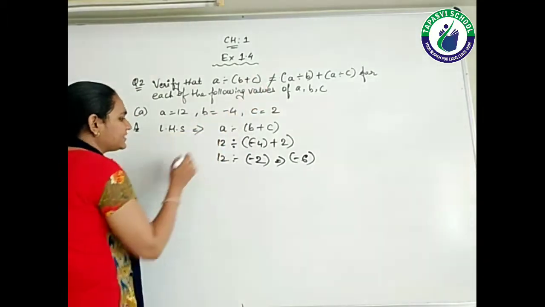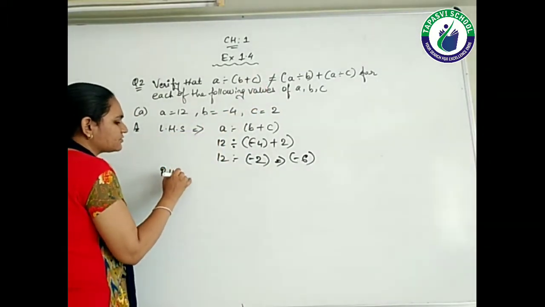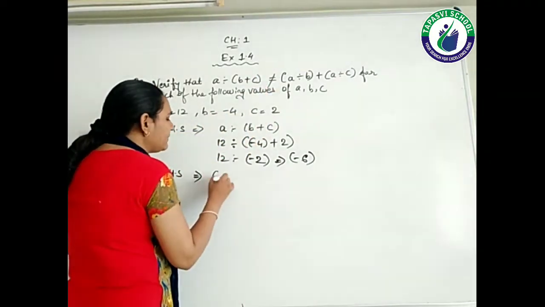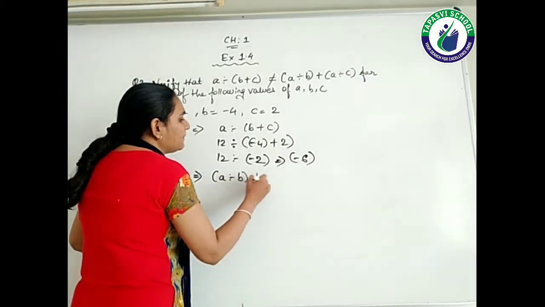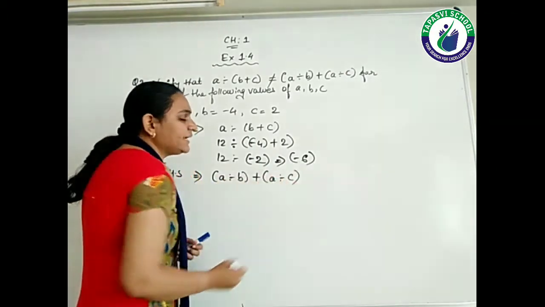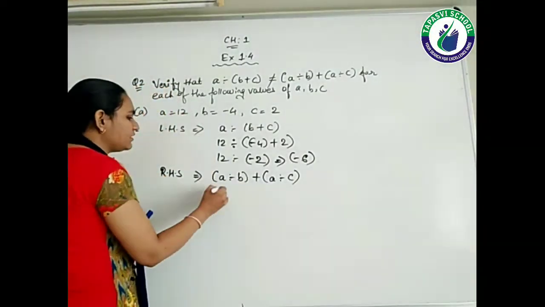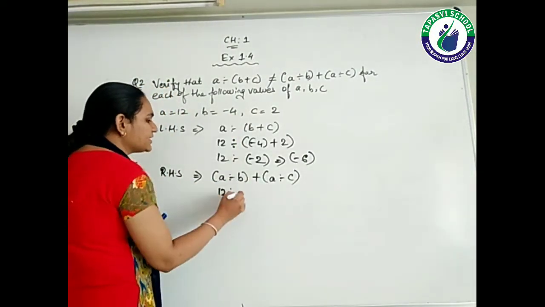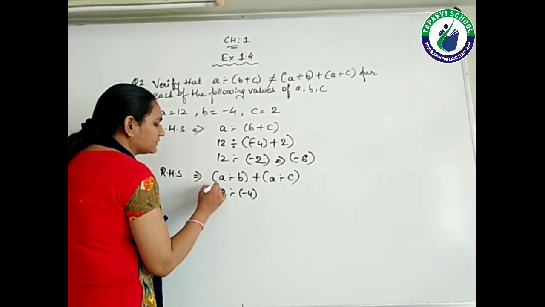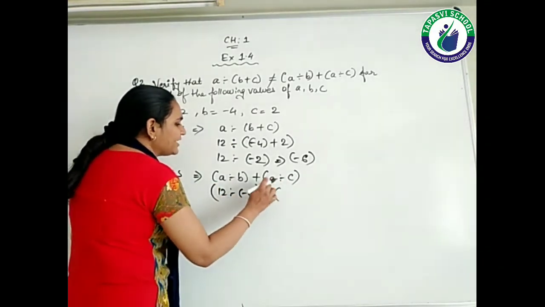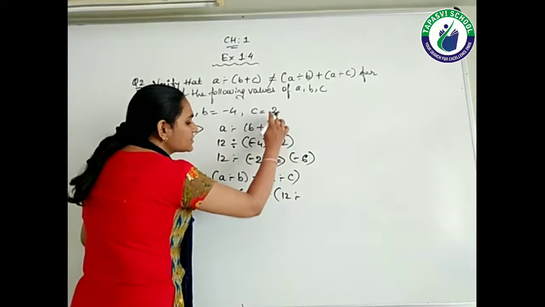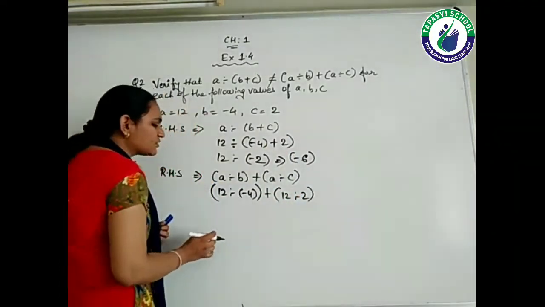Now going to prove the RHS, going to show the RHS also students. A divided by B plus A divided by C. The value of A is 12. The value of B is minus 4. Value of A is 12. Value of C is 2. Right? So we need to solve it students.